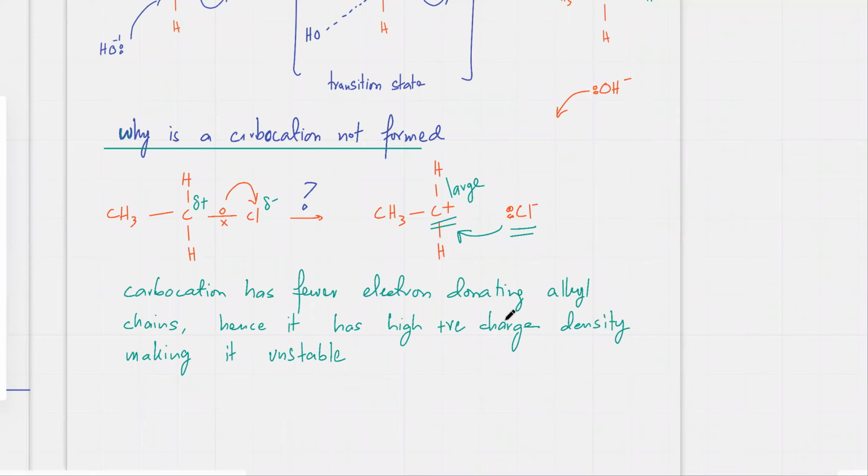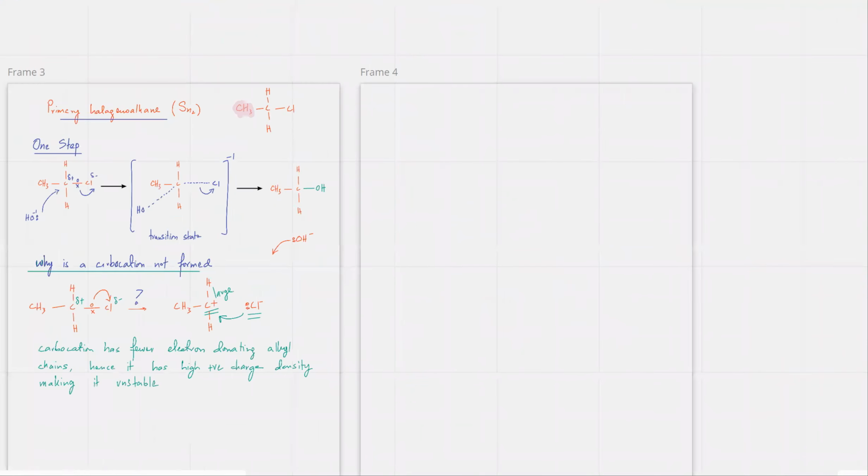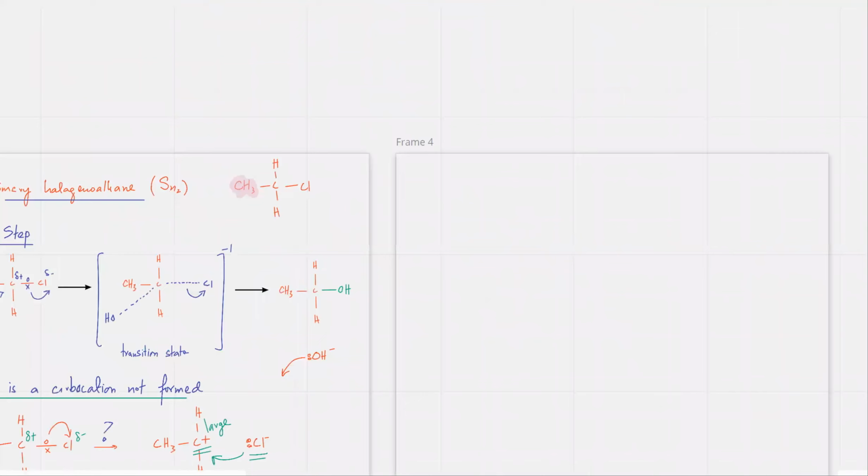So the next one that we're going to talk about is the tertiary halogenoalkane. That one is going to have a different mechanism. So let's talk about a tertiary halogenoalkane now.